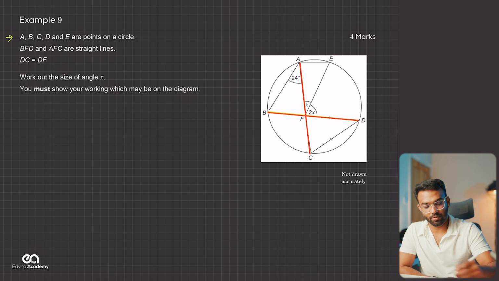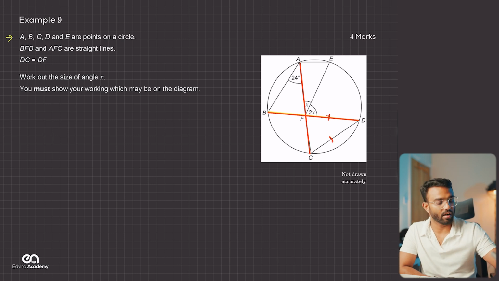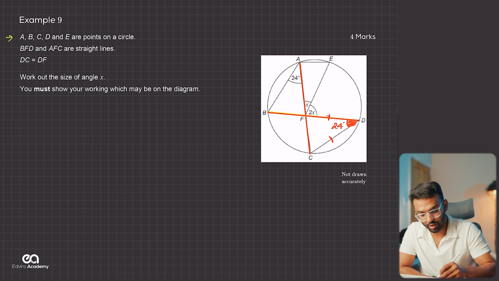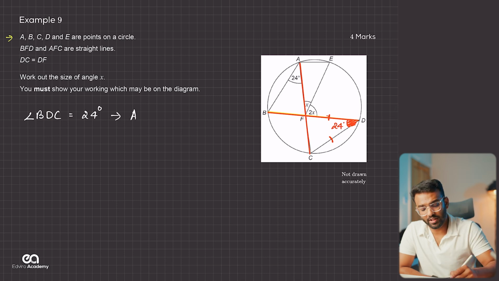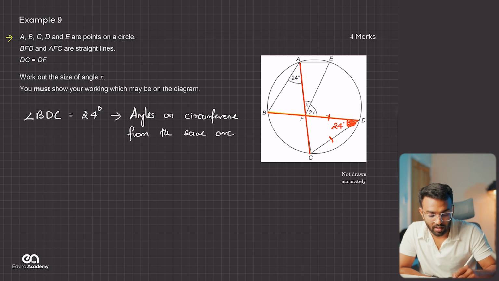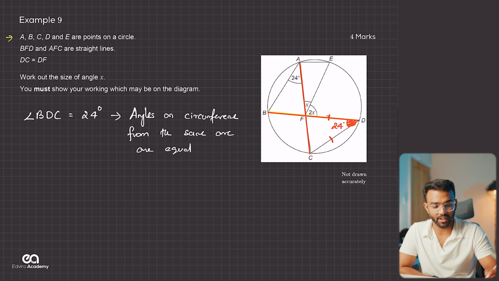Okay, DC equals DF. So that and that are equal to each other. Work out the size of angle X. You see, because they are straight lines, this angle is going to be 24 degrees. All right, so you would write angle BDC equals 24 degrees. And what is the reason for that? That is angles on circumference from the same arc are equal. Okay, so they are angles from the same circumference and they are equal to each other.